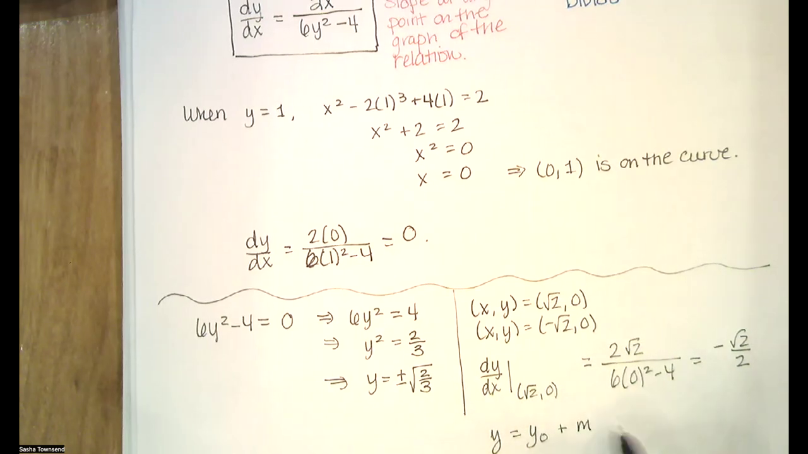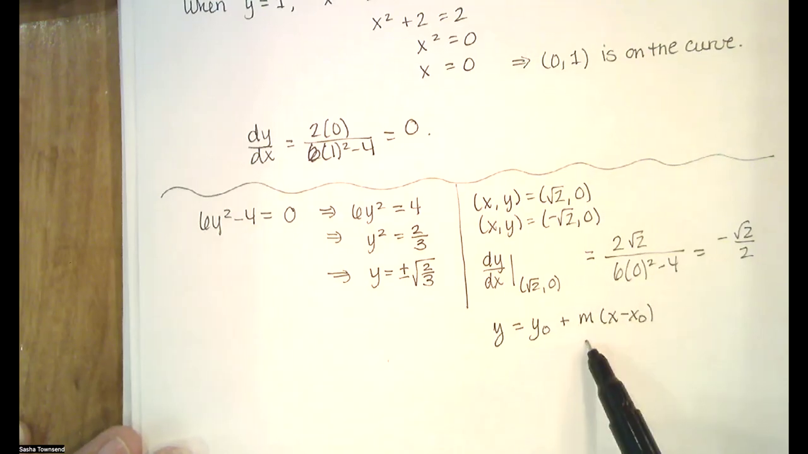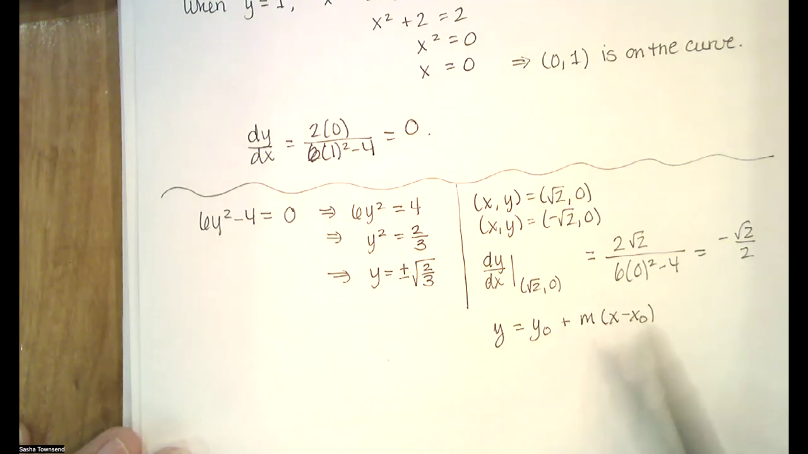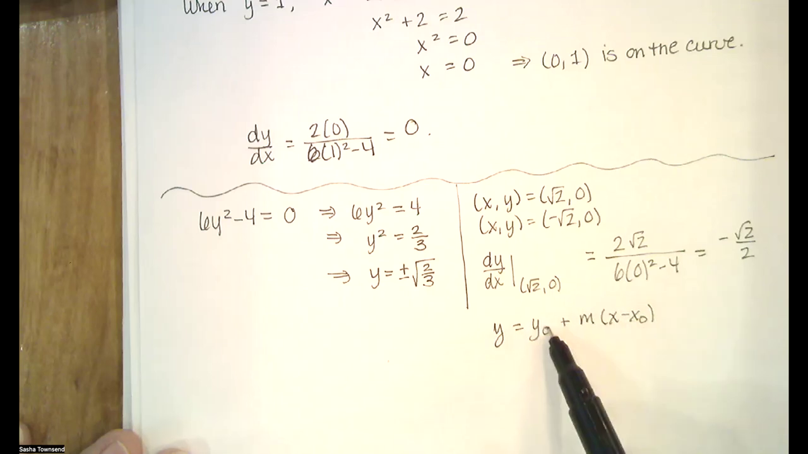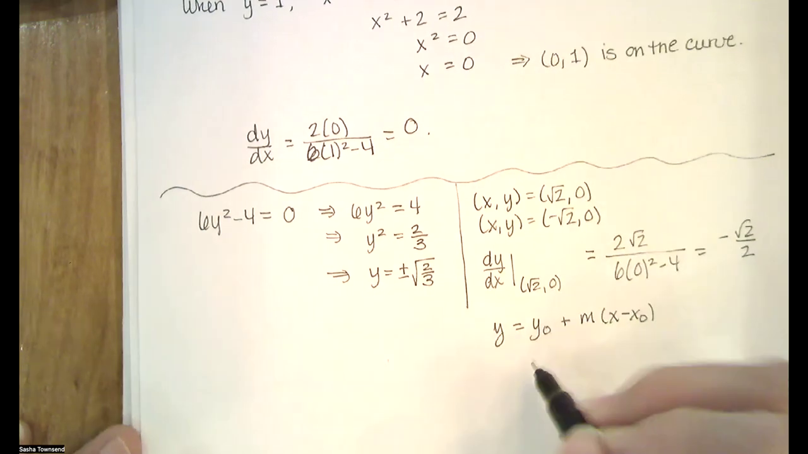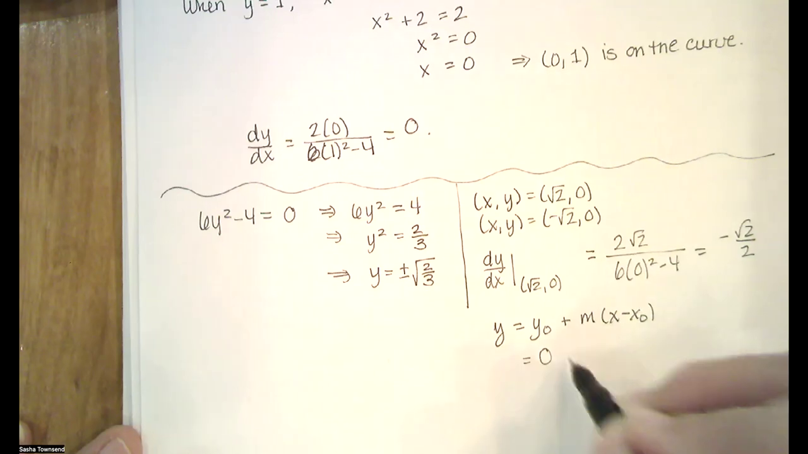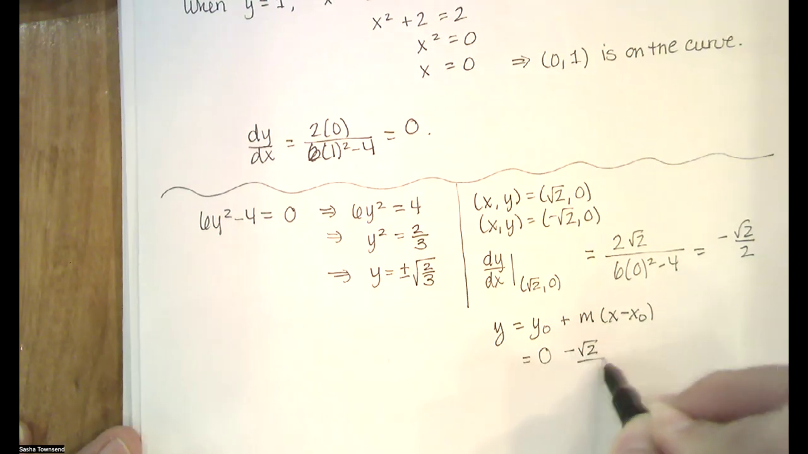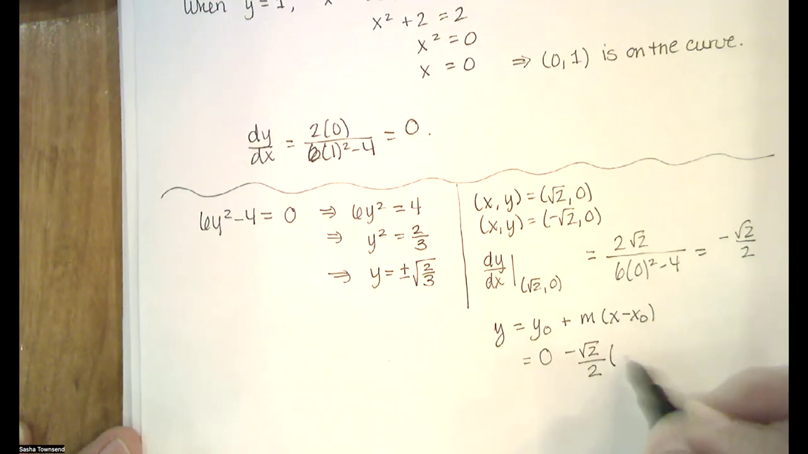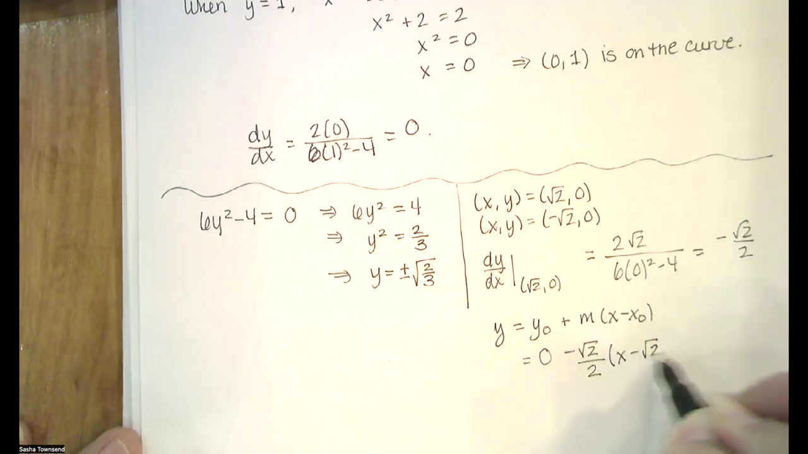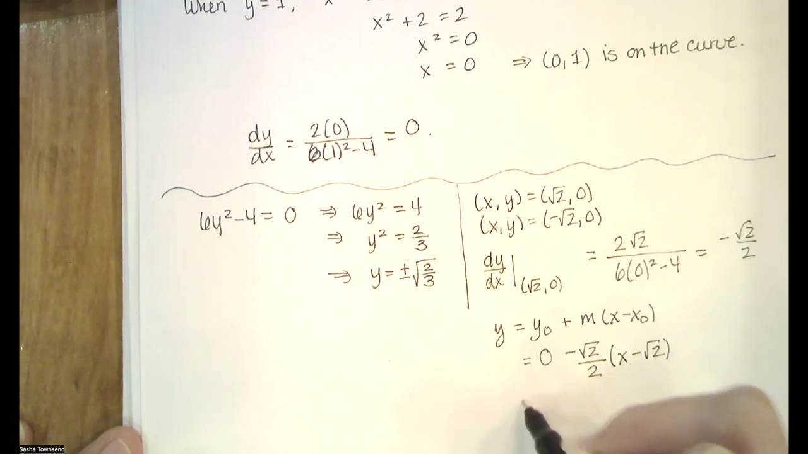So y is equal to the original y value plus the slope, which is the change in x divided by the change in y, times the change in x. So change in x over change in y times change in x gives us change in y. And change in y plus the original y value gives us the new y value. The original y value was 0. The slope is negative square root of 2 over 2. And then we're subtracting square root of 2 there.